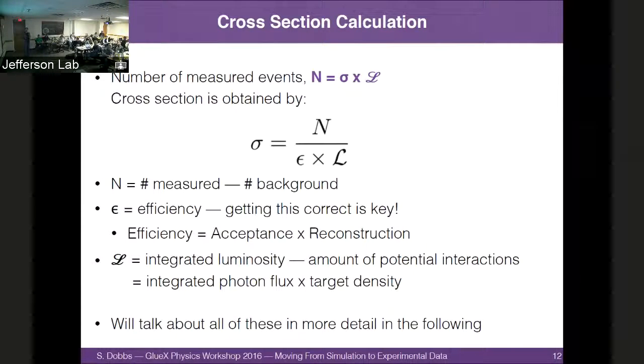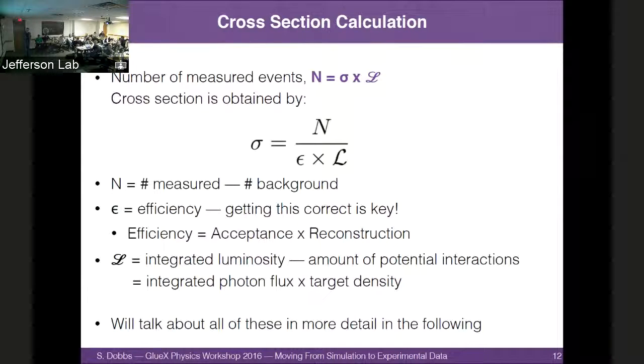That's of course before you go into all the caveats. When we measure something, you don't just have this. This is really the number of signal events, the number of measured events minus the background. Efficiency is always really difficult. You need to make sure that you get this right, and there are a lot of pitfalls that one can get into calculating this. So we can talk a little bit about that.